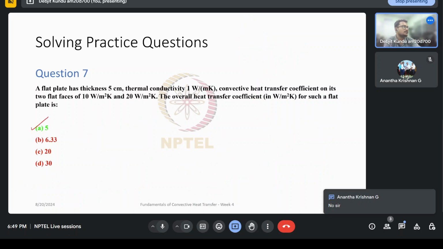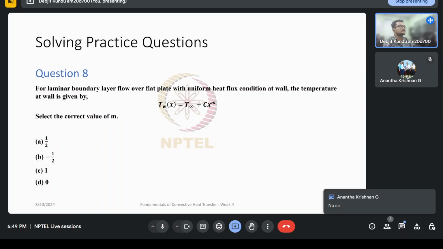Okay, so we'll keep moving. Move on to question number 8 now. This is something similar to what we discussed in the previous session last week. So the question is that for laminar boundary layer flow over a flat plate with uniform heat flux condition, this is important. With uniform heat flux condition, that is the heat flux everywhere is constant.